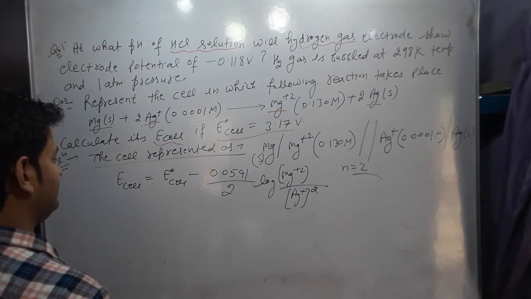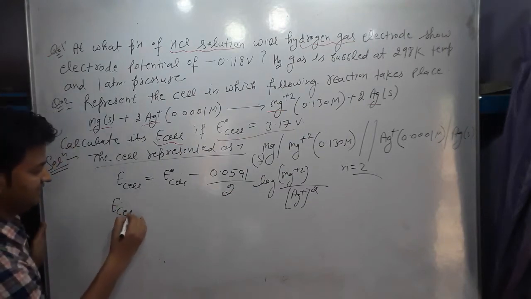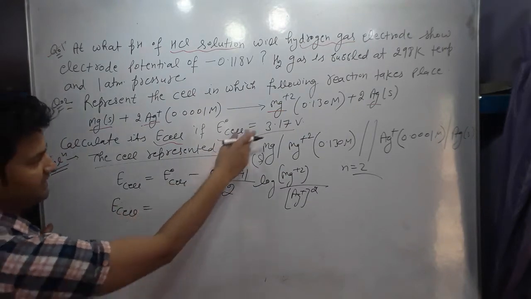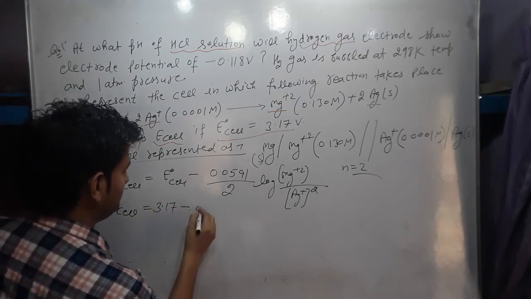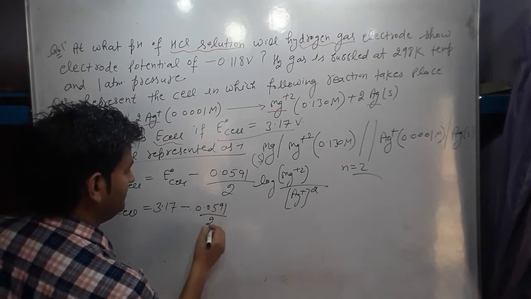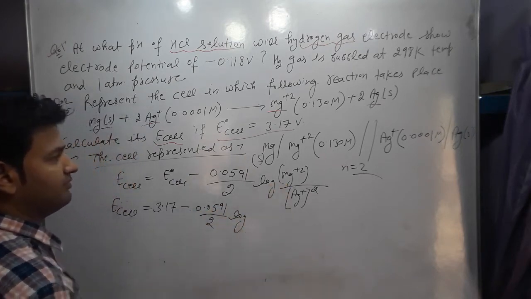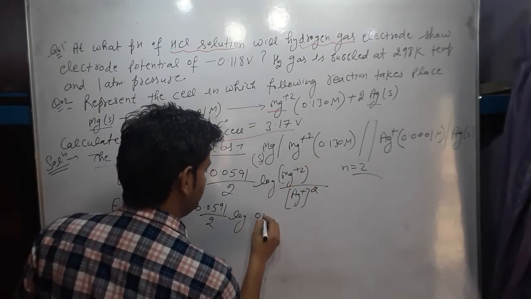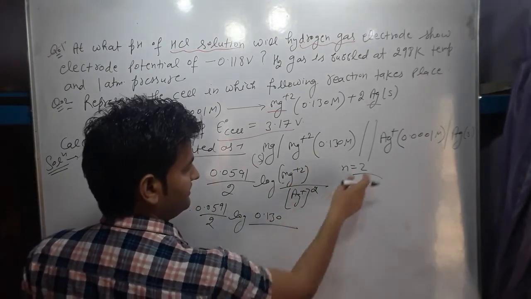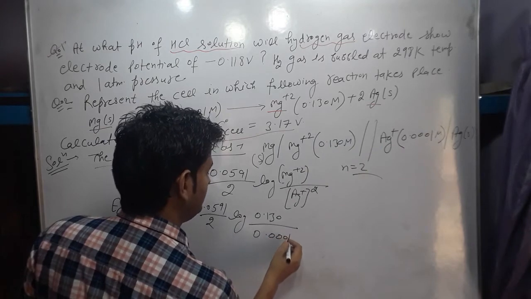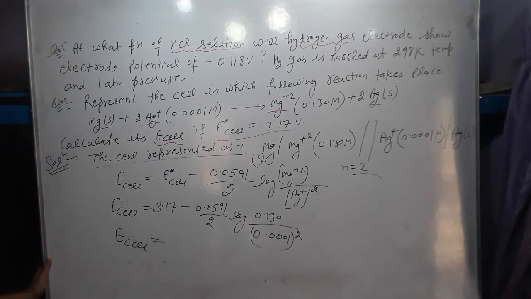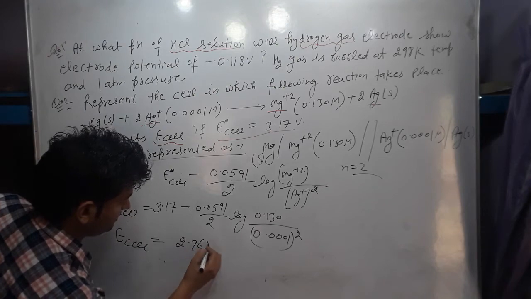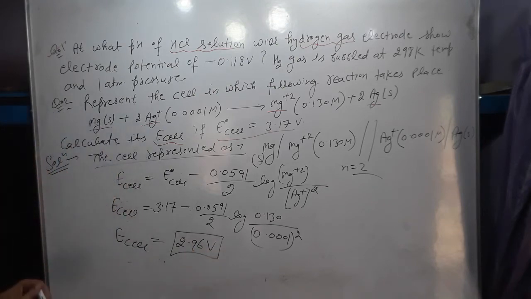So we can calculate it. The EMF of the cell is equal to E naught given in the reaction, which is 3.17, minus 0.0591 by 2 log of the concentration of magnesium ion, given here as 0.130, over the concentration of silver ion, 0.001, squared. When we solve it, the EMF of the cell comes out to be 2.96 volt. This is our answer.